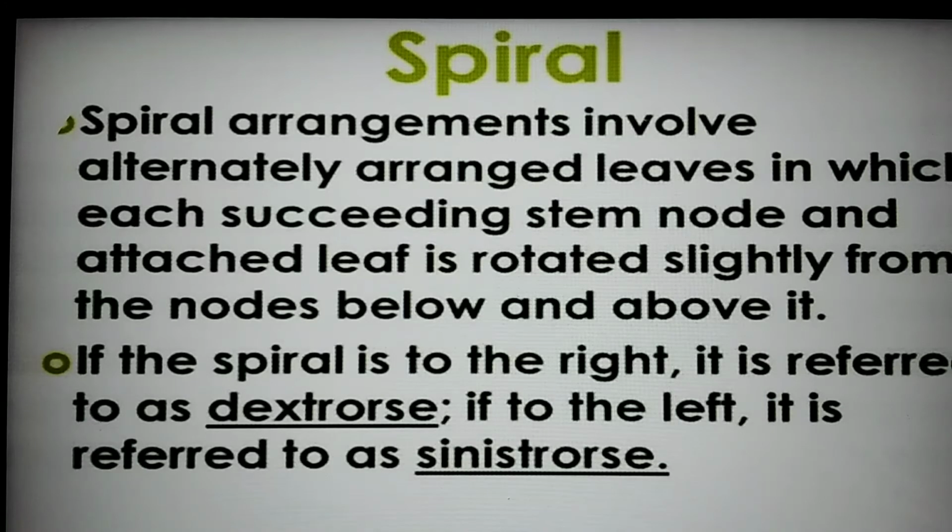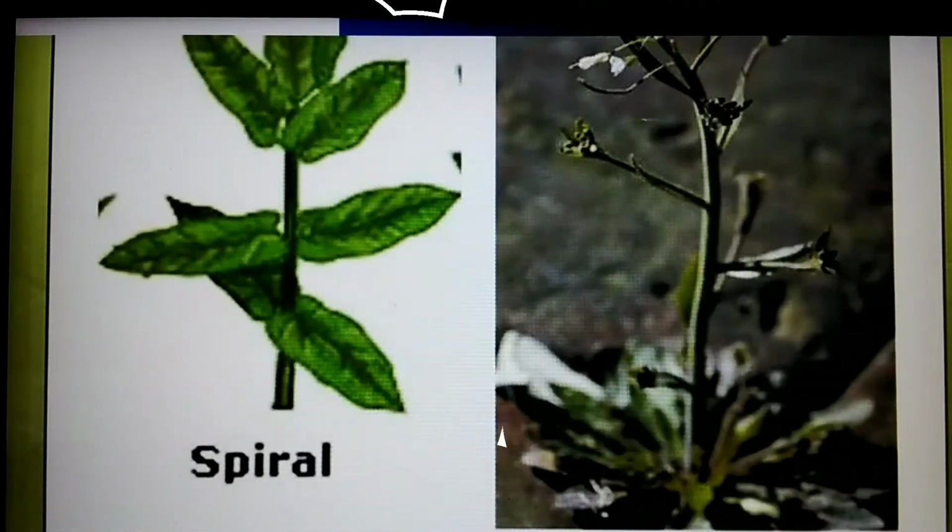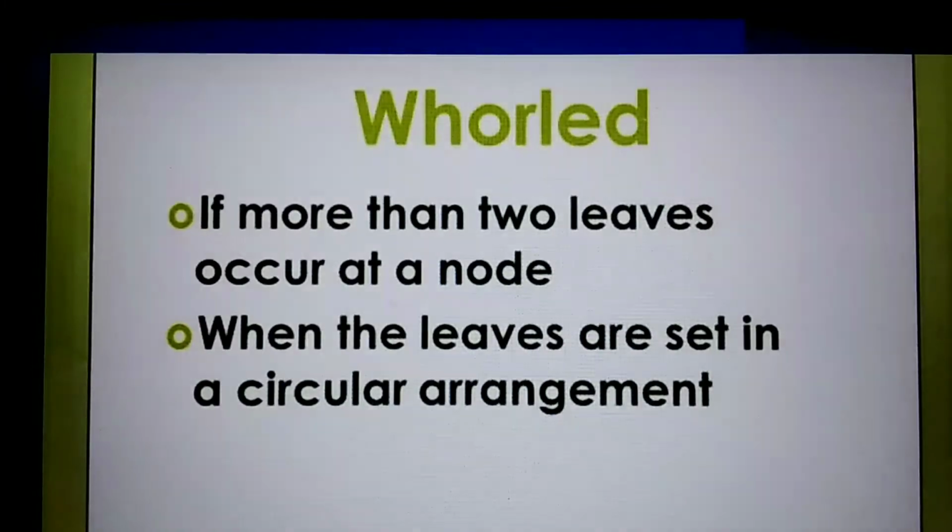Now spiral arrangements involve alternately arranged leaves in which each succeeding stem node and attached leaf is rotated slightly from the nodes below and above it. If the spiral is to the right, it is referred to as dextrose. If it is to the left, it is referred to as sinistrose. These are the examples for spiral arrangement of leaves on the stem.